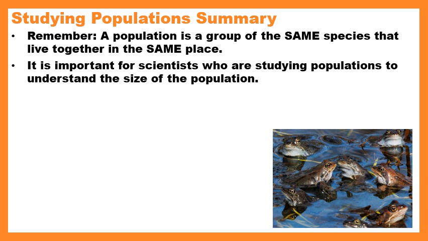It is important for scientists who are studying populations to understand the size of the population. And this is really important as our climate changes and as humans have a greater negative impact on the environment. We need to figure out what we're doing to our populations of plants and animals. So we have scientists who just study this. And the best way to study it is to understand the population size. That way you can decide, is the population increasing, is it decreasing, or is it staying the same?